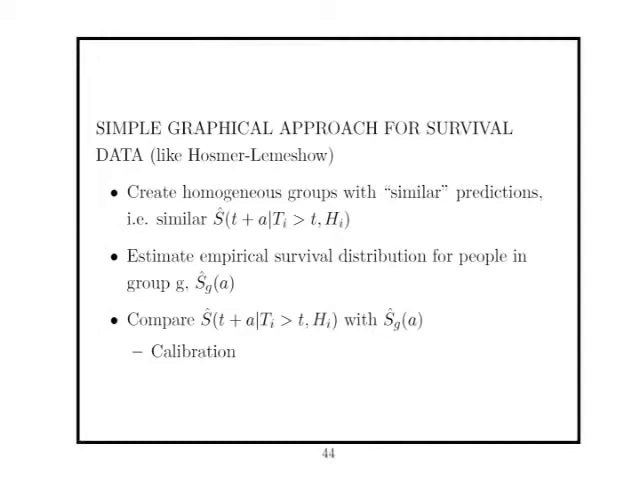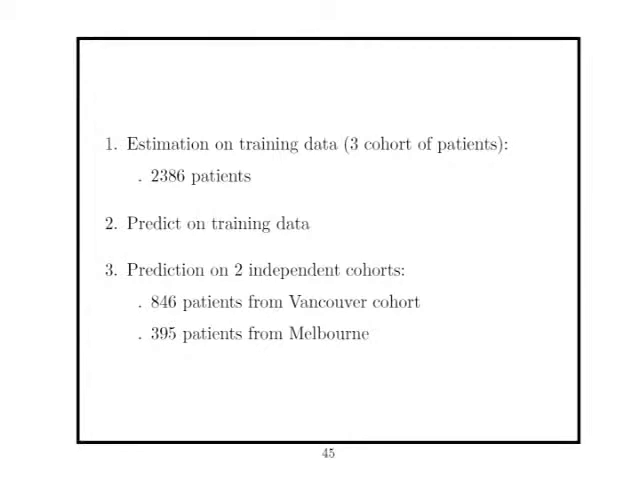And so, formally, what we did was we built a model on a training data set, which was 2,400 patients from 3 different cohorts. And then we're going to actually do a prediction on the training data, so that should look pretty good. And then we're going to do a prediction on these other data sets, one from Vancouver and one from Melbourne.